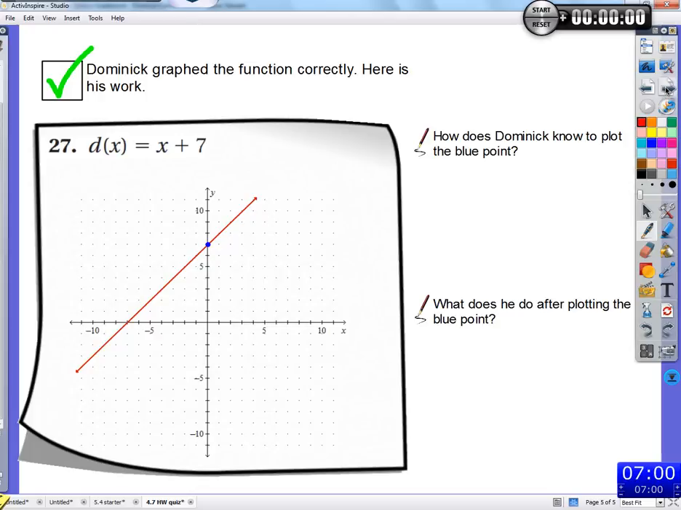Alright, just to graph this, Dominic does it correctly. How does Dominic know to plot this blue point right here? 7 is the y-intercept. Dominic remembers, he's not thrown by this function notation, he sees that what we have is mx plus b. We have slope-intercept. We got a y-intercept of 7, and where does he go from there? What's his next step? Up 1 over 1, the slope is 1. We got a slope up 1 over 1 times x plus 7. So we got a y-intercept of 7, up 1 over 1. Throw another point, connect those two points.